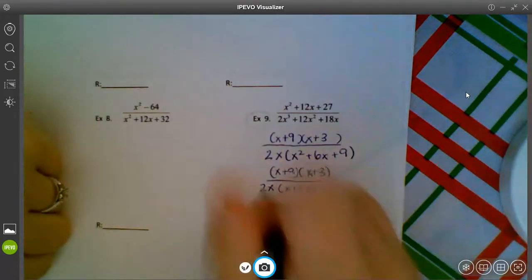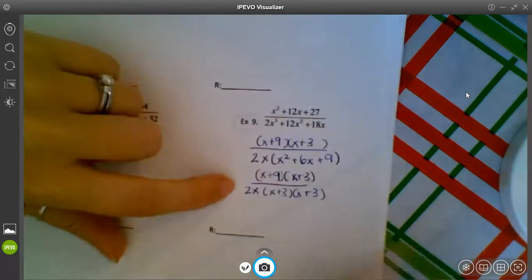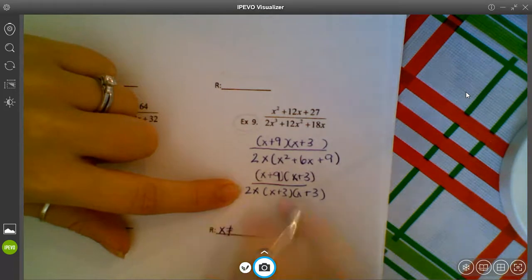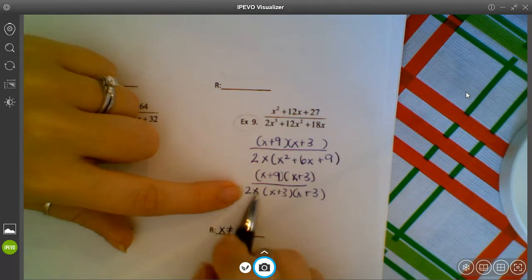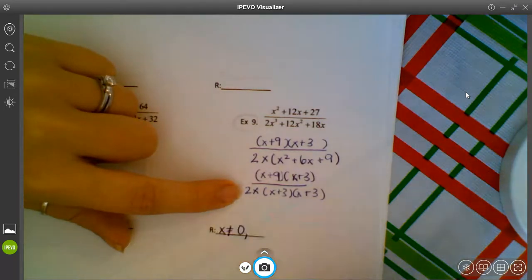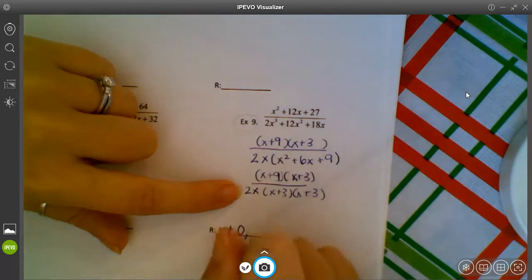Now I'm fully factored, so I'm on step 2 where I can restrict. So the first thing we have to look at is, this just says 2x. So what makes just 2x turn into a 0? Well, 2 times what number equals 0? Well, if x was 0, this whole thing turns into 0. So that means x can't equal 0. Now this is x plus 3 and this is x plus 3, so that means negative 3 also messes those up.